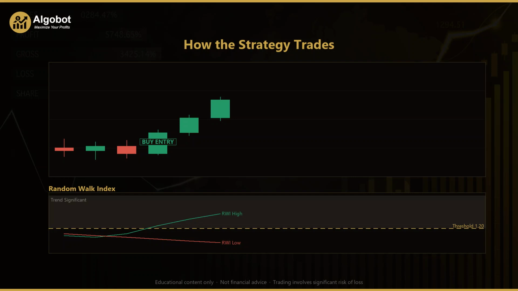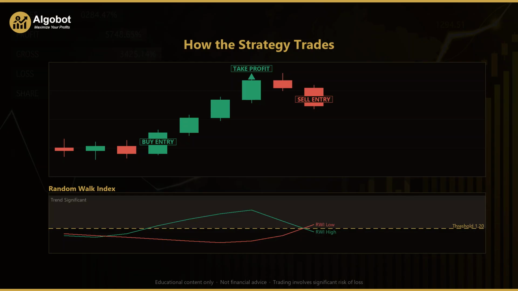Now look at the fourth candle. Price pushes up with a strong close, and something important happens in the panel. The green RWI high line jumps and crosses up through the threshold, while the red RWI low line stays flat near the bottom. That is the exact condition the strategy is watching for. A fresh cross above 1.20, with RWI high leading RWI low. The up move has just become larger than randomness can explain, and a trend is emerging from the noise. That's where the buy entry marker appears, and the strategy opens a long.